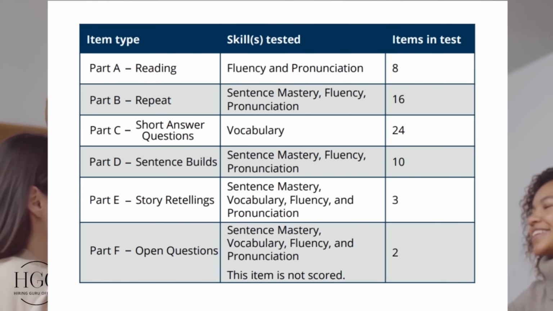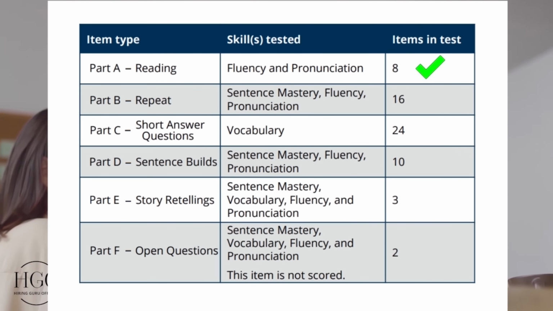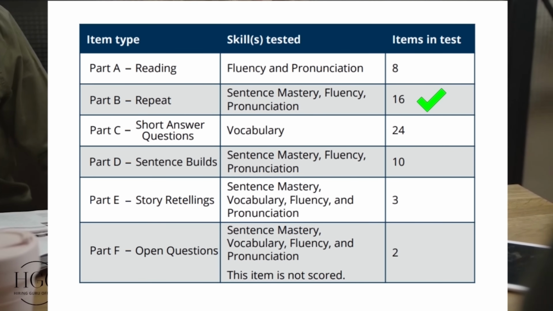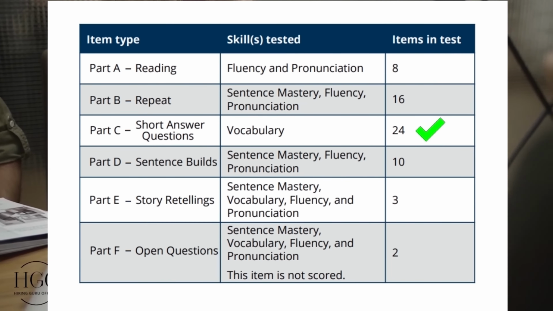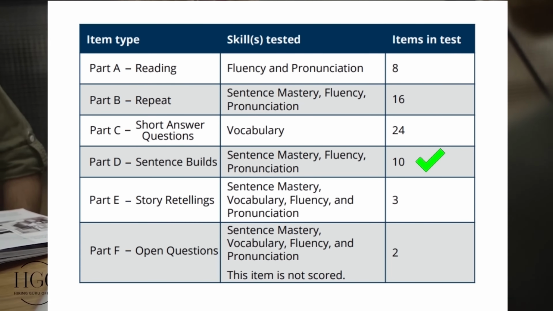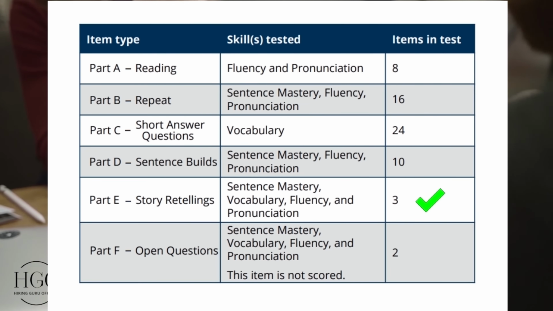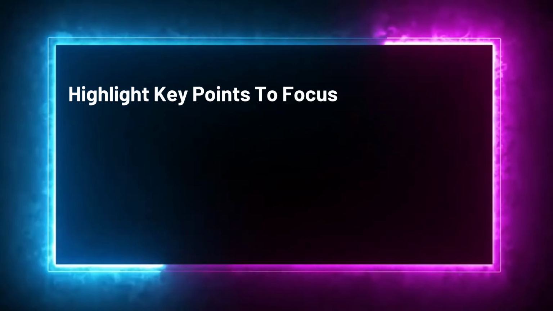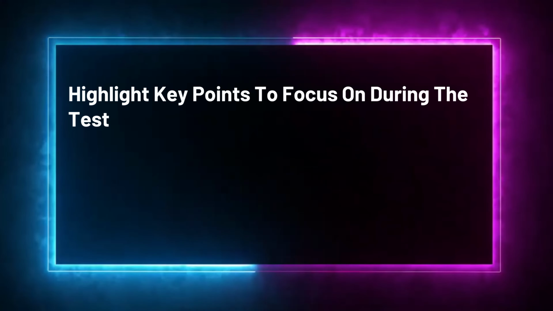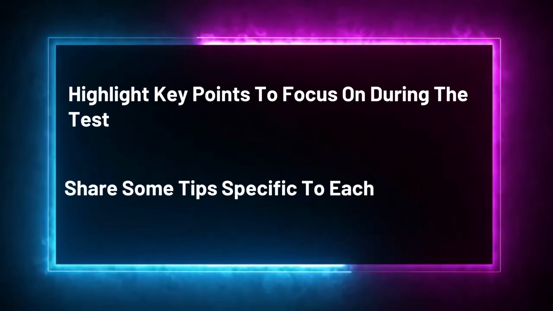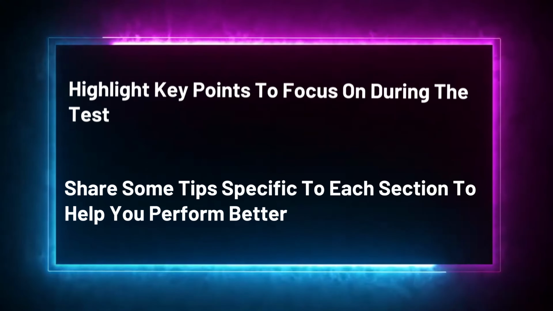Let's get started. This test has 6 sections. Part A, reading. Part B, repeat. Part C, short answer questions. Part D, sentence builds. Part E, story retelling. And Part F, open questions. I will highlight key points to focus on during the test, and then I'll share some tips specific to each section to help you perform better.